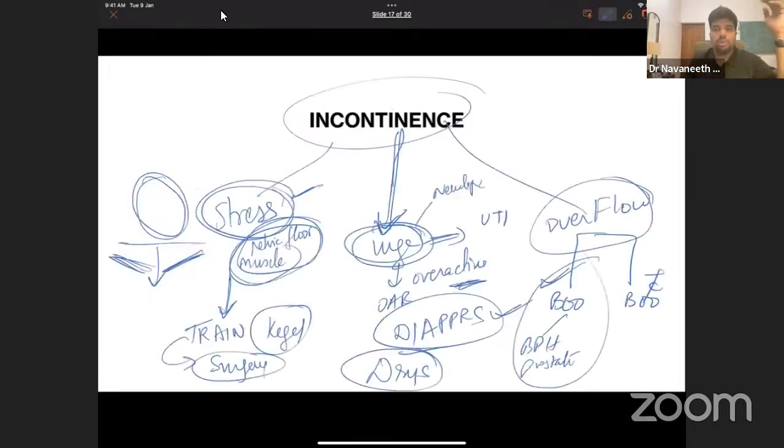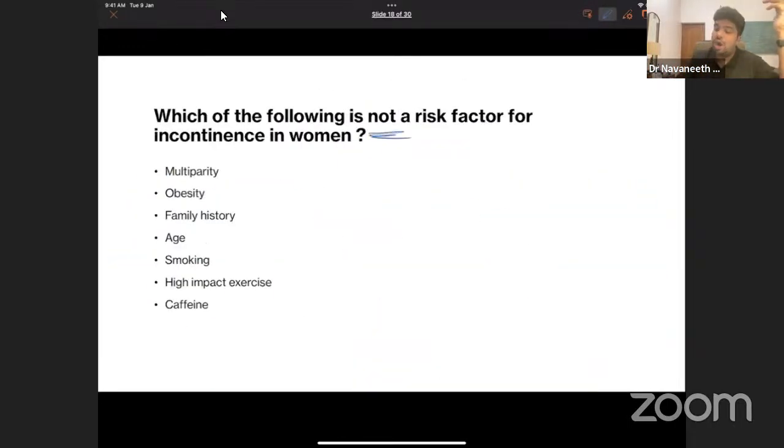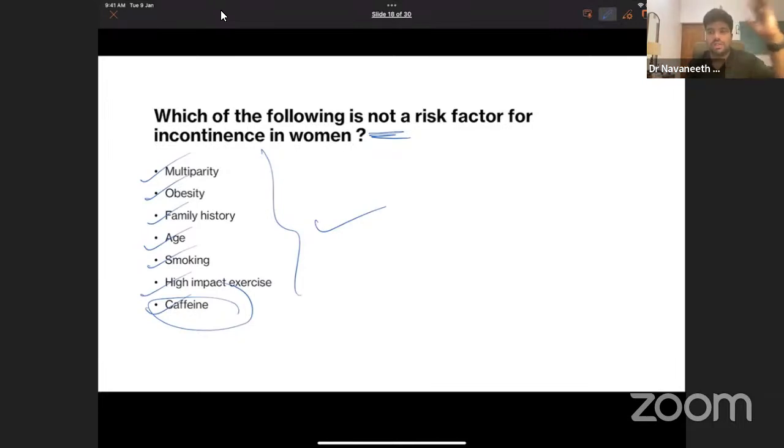I'll come to the classifications again. Which of these is not a risk factor for incontinence in women: multiparity, obesity, family history, age, smoking, high impact exercises, and caffeine? If you go on thinking about it, you'll never arrive at an answer. All except caffeine are considered standard proven risk factors for incontinence in women. Although caffeine is among the reversible causes of incontinence, it is not a risk factor for incontinence, which is proven by trials.